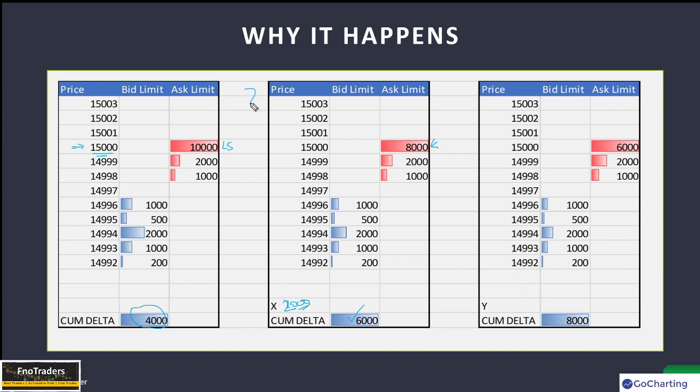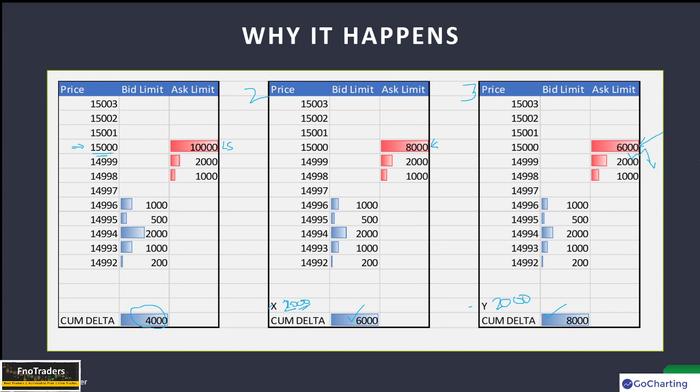Now let's say after a point of time, Y comes in. Y has a similar outlook that the breakout is going to happen and the market will go up, and he decides to buy another 2,000 here. So cumulative delta goes up from 6,000 to 8,000. And he bought from whom? From this guy again, who's still sitting at 15,000. So 2,000 is sold. He still has 6,000 quantities left to sell, but the buyers are done. X is done, Y is done. Now let's say no more buyers are remaining.